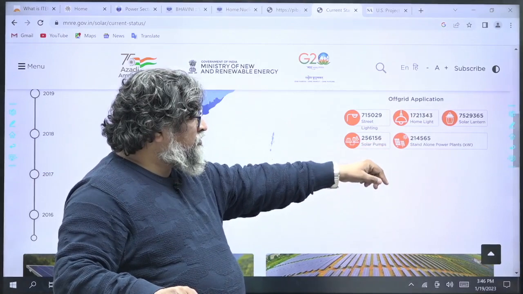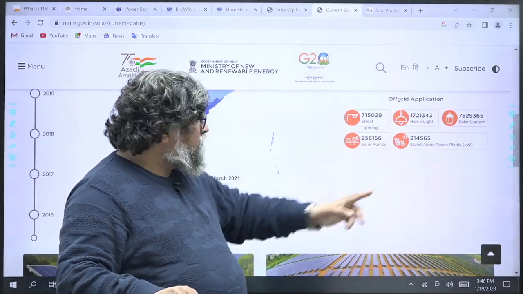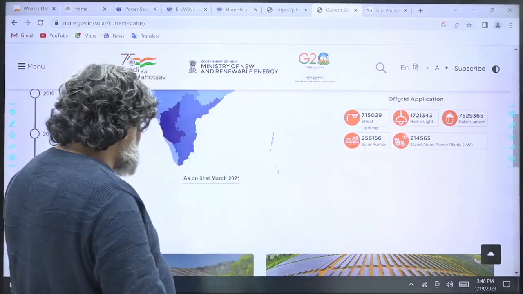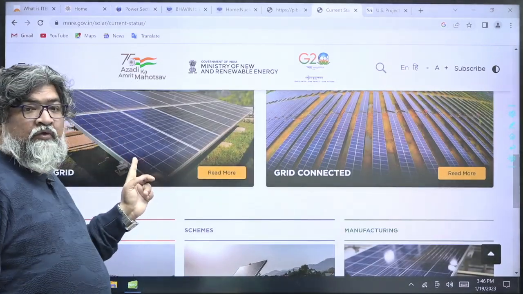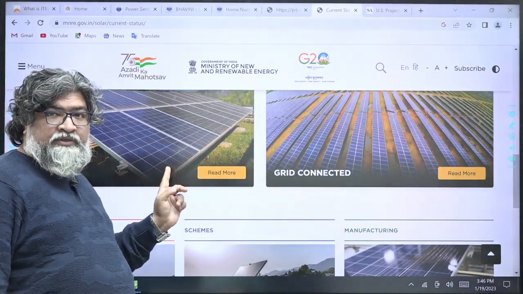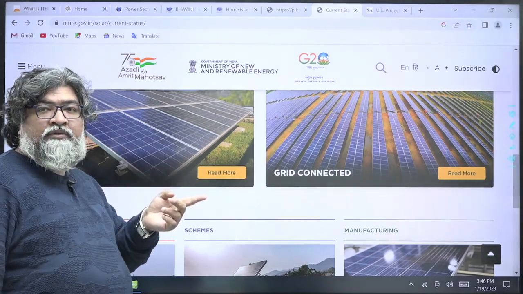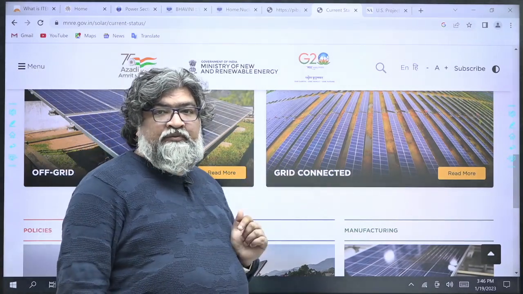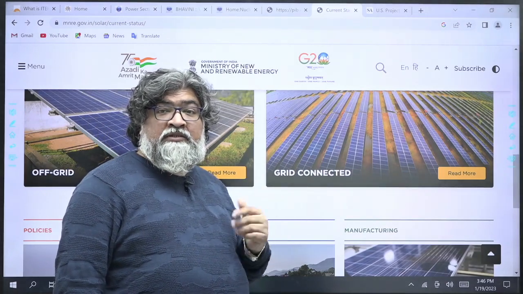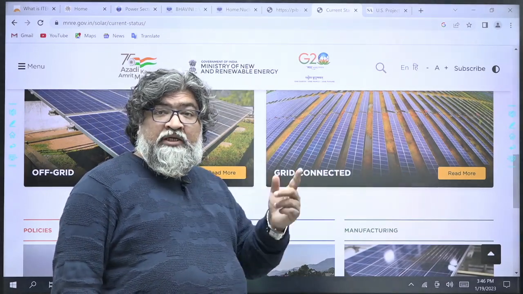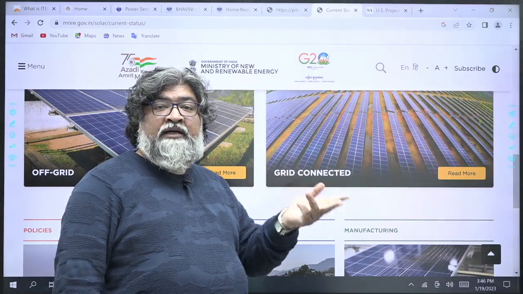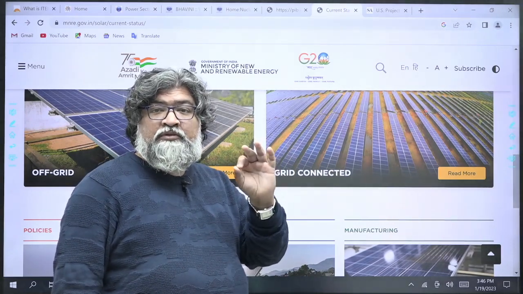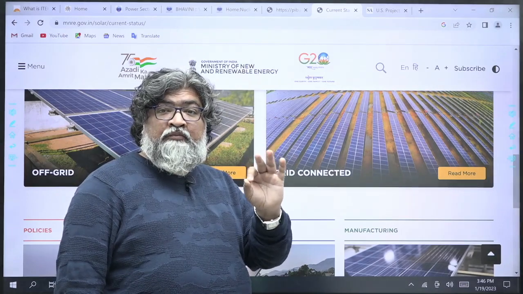Then standalone power project plant. That is solar park. Right? 214,565 kilowatt has now been set up. And you can see here photovoltaic technology, the use of photovoltaic technology in either off-grid or on-grid. Then grid connected solar parks which have now been developed, right? Bhadla in Rajasthan, high power generation. Now Gujarat Kutch hybrid, solar wind hybrid, which will use solar power and at the same time wind power, which will become the world's biggest solar wind hybrid power project.